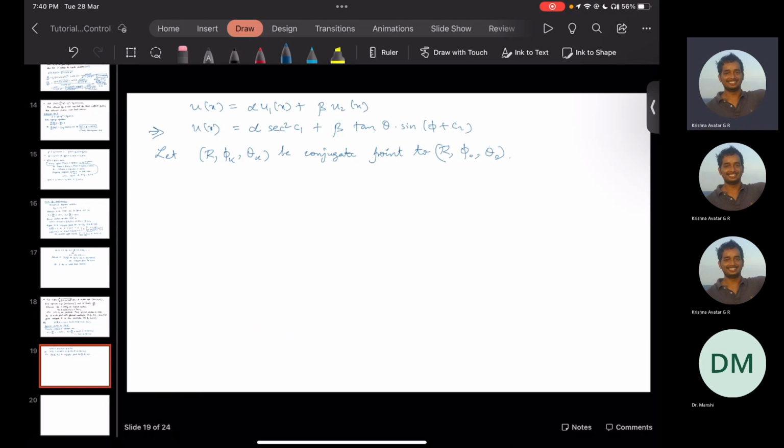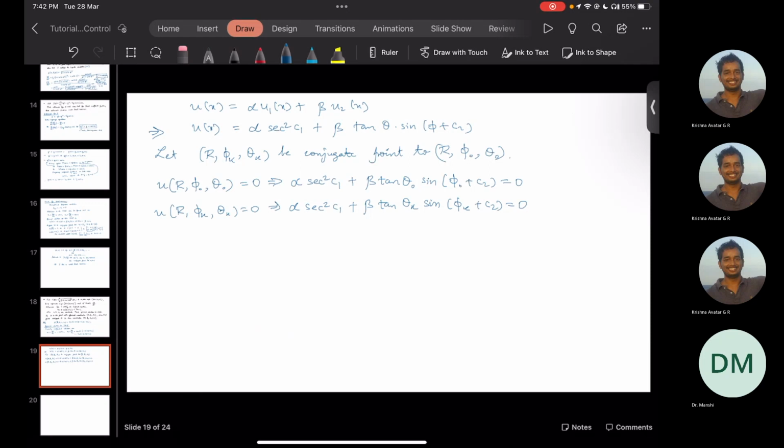Now, from the theory of conjugate points, what we have is u at R, phi naught, theta naught is equal to 0. So this implies that alpha sec square C1 plus beta tan theta naught into sine phi naught plus C2 is equal to 0. And at the conjugate point, u at R, phi kappa, theta kappa is equal to 0, which implies that alpha sec square C1 plus beta tan theta kappa into sine phi kappa plus C2 is equal to 0. Okay, isn't it?